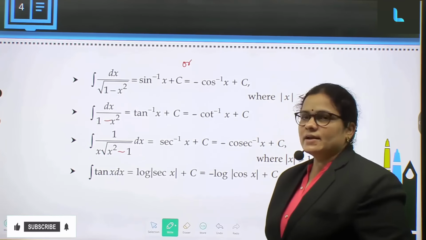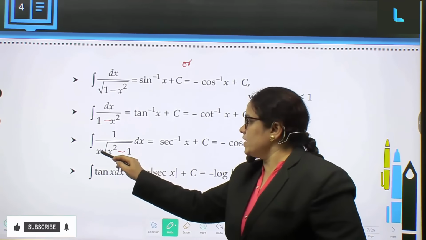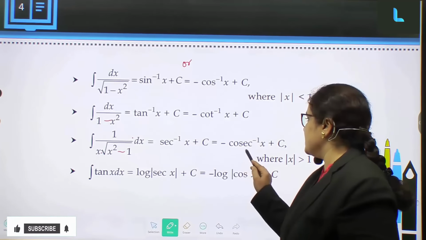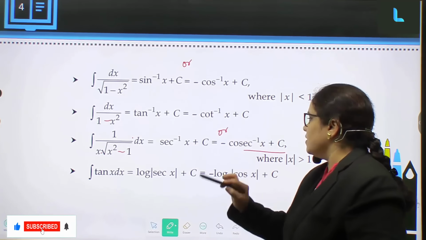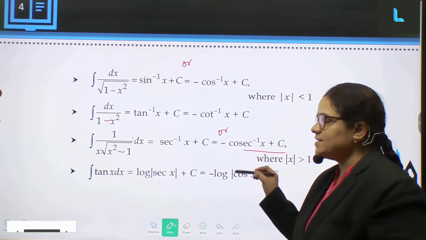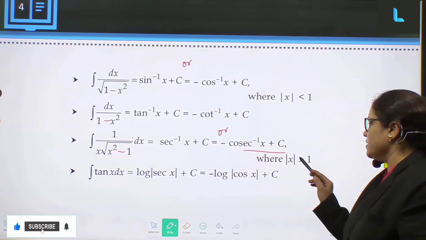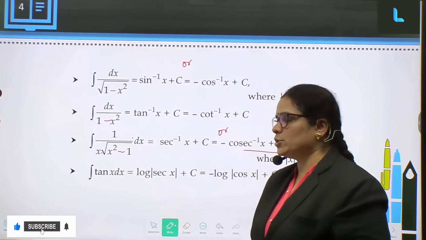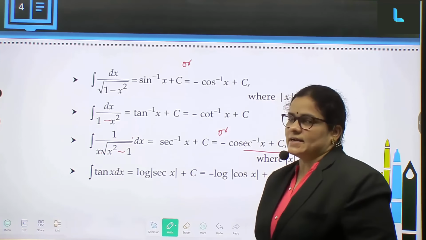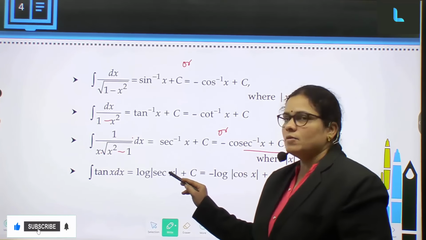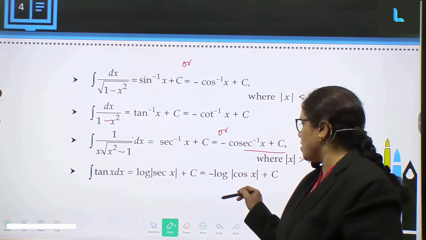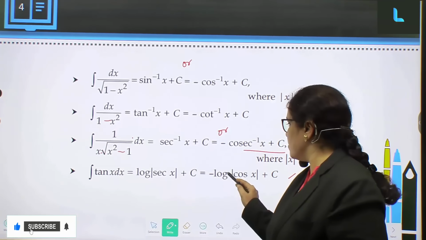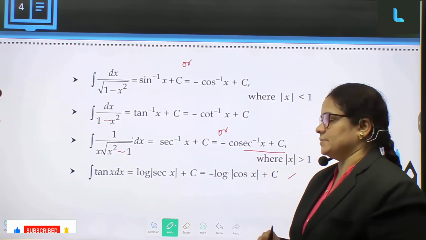Next one is integral 1 by x square root of x^2 minus 1 dx, whose value is sec inverse x plus c, and another one is minus cosec inverse x plus c, where mod x is greater than 1. And next, integral tan x dx equals log mod sec x plus c, or minus log mod cos x plus c.